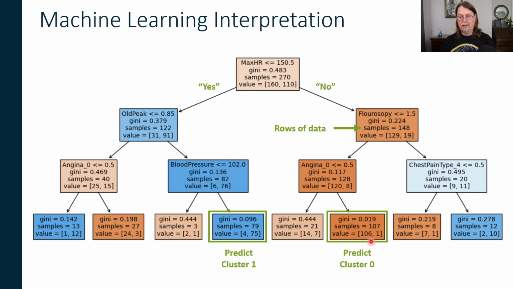So notice that a lot of people end up in cluster 0 here. And how we can do that is we can interpret this particular assignment by saying they are people with max heart rates greater than 150.5, fluoroscopies less than or equal to 1.5, they do have angina, and they're in cluster 0. So that's one way to characterize the folks that end up in cluster 0. Over here, we could do the same thing. So these are folks that have max heart rate less than or equal to 150. Their old peak is greater than 0.85, and their blood pressure is greater than 102. And they end up in this particular cluster, right? Which is cluster 1, overwhelmingly.